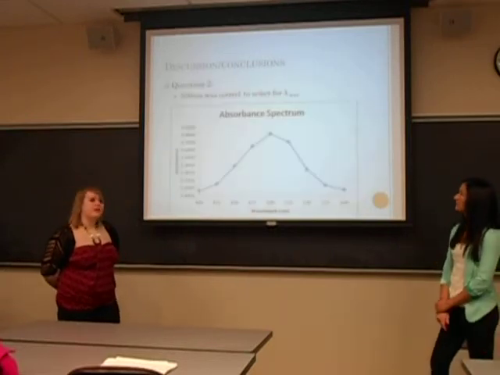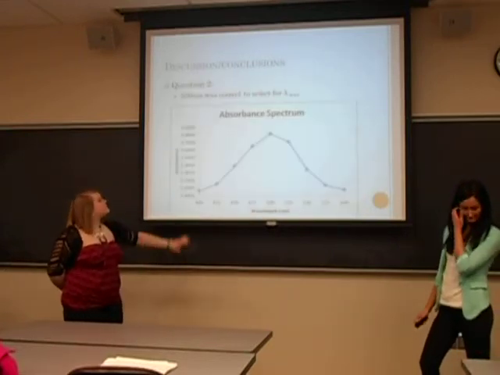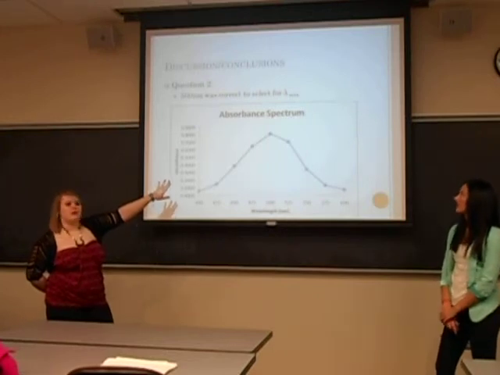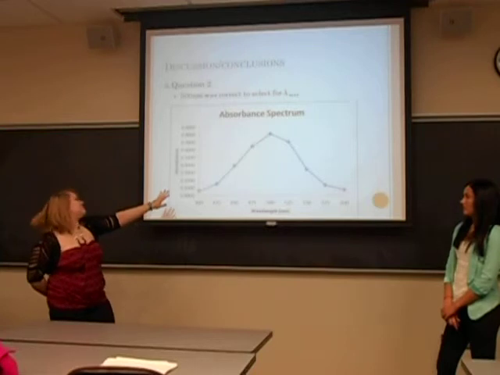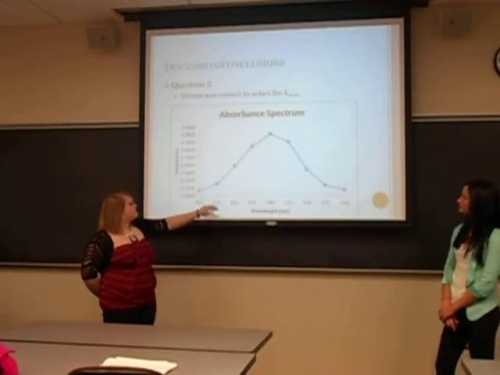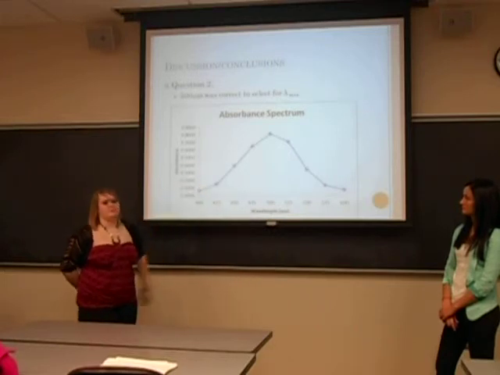Question 2: 500 nanometers is the correct selection for lambda max, and this is a very simple correlation, as you can see. As we get higher with our absorbance, the peak wavelength is at 500 nanometers, so we get our lambda max.